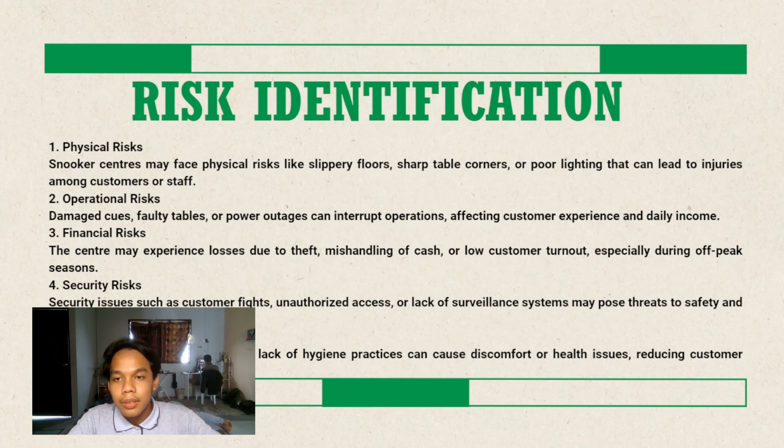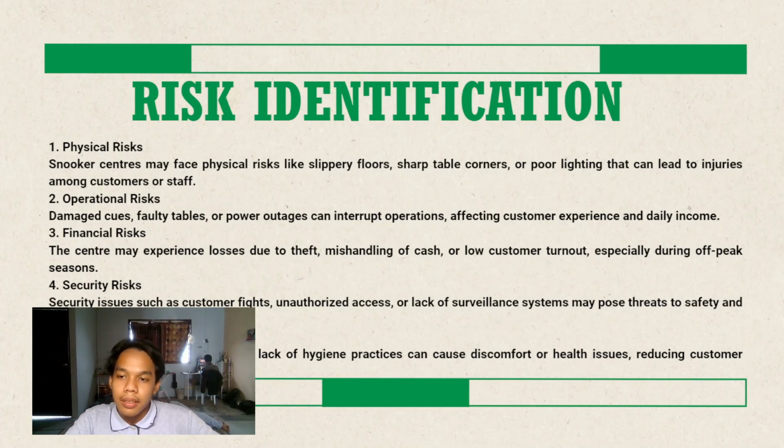The second one is operational risk. Damaged cues, faulty tables, or power outages can interrupt operations, affecting customers' experience and daily income. The third one is financial risk. The center may experience losses due to theft, mishandling of cash, or low customer turnout, especially during off-peak seasons.